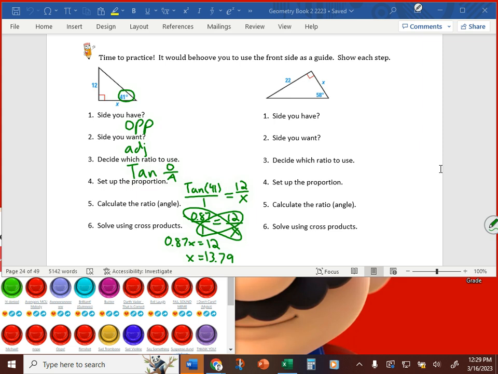No. Do not touch SOHCAHTOA. Okay? Do not touch SOHCAHTOA. Maybe it would help if I wrote it not straight horizontal like that, but like this. SOHCAHTOA. Okay? Well, which ratio are you deciding to use?